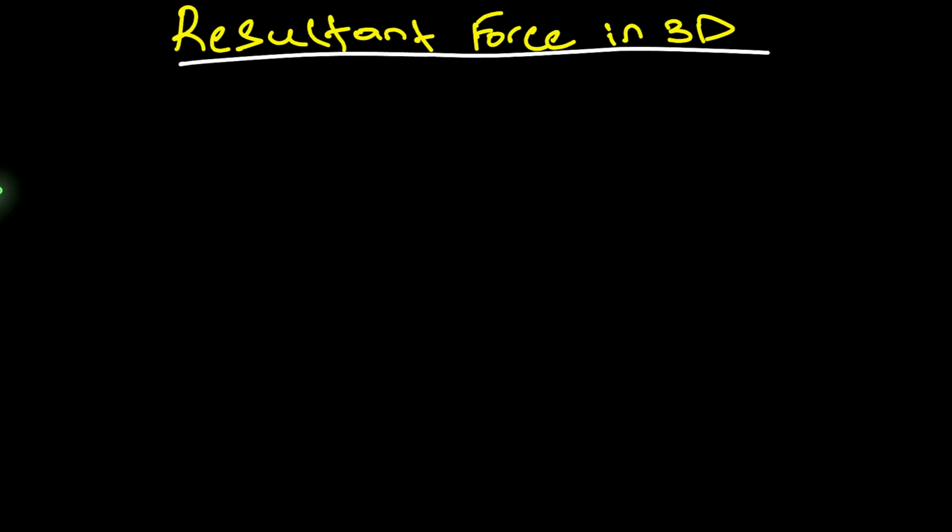In this video, we're going to look at the resultant force in 3D, and we're also going to calculate the magnitude of the resultant as well as the angle that the resultant makes with the z-axis. Say we have two forces that act on a point somewhere in space, and one of those forces is F1, which has a magnitude of, say, 120 newtons.